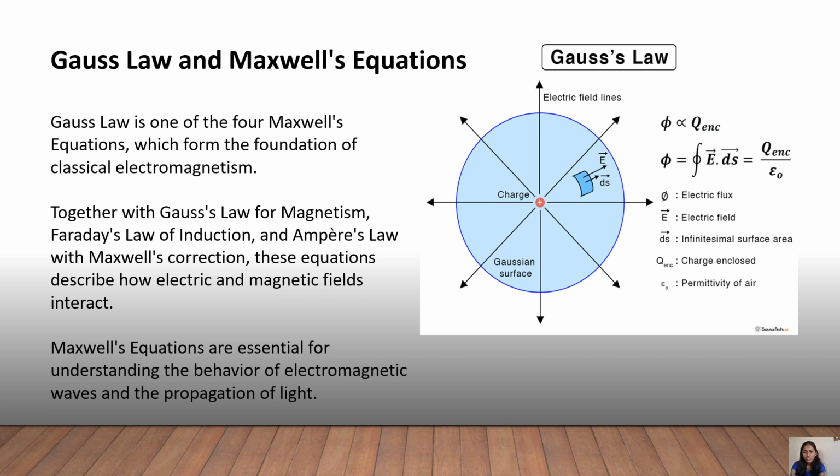Here some equations are shown: phi is directly proportional to the enclosed charge, that is Gauss law. That is, electric flux is directly proportional to the charge enclosed, and the electric flux is the closed surface integral of E dot dS, which is equal to Q enclosed divided by epsilon naught.